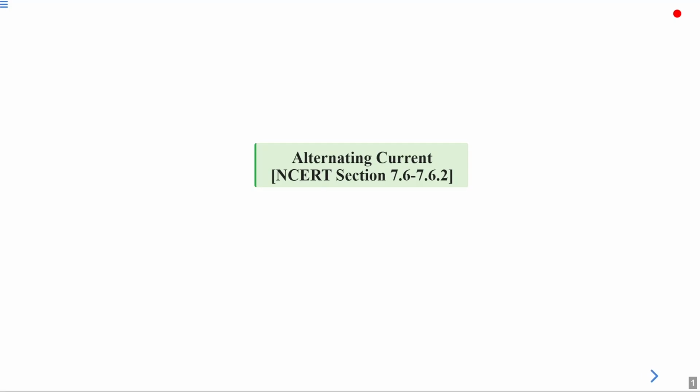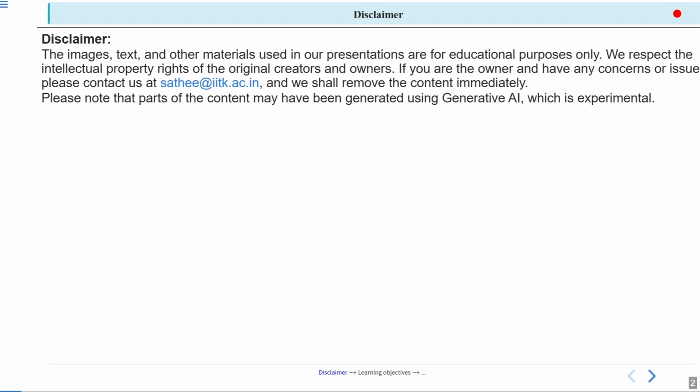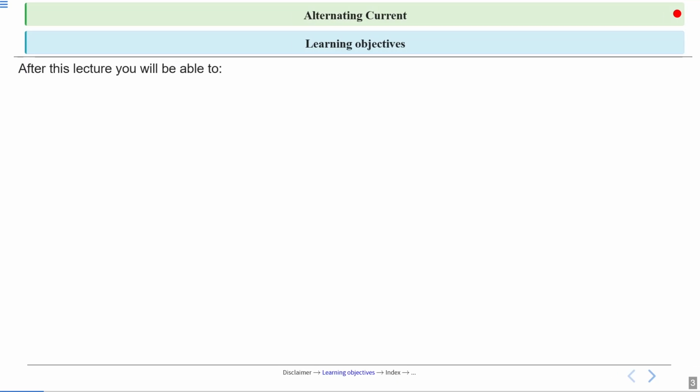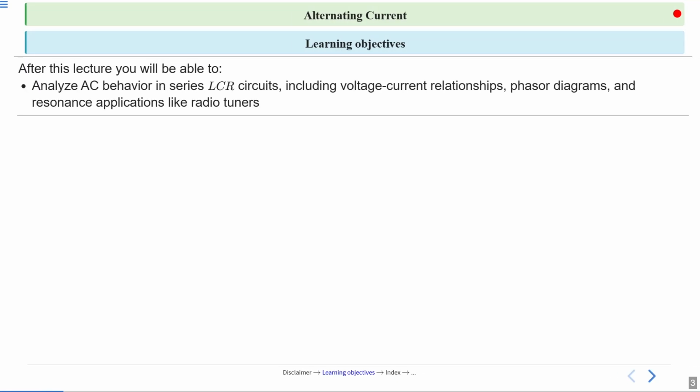So, our today's topic is alternating current, NCERT section 7.6 to 7.6.2. So, let's begin. This is a disclaimer. After this lecture, you will be able to analyze AC behavior in LCR circuits, including voltage-current relationships, phasor diagrams, and resonance applications like radio tuners.